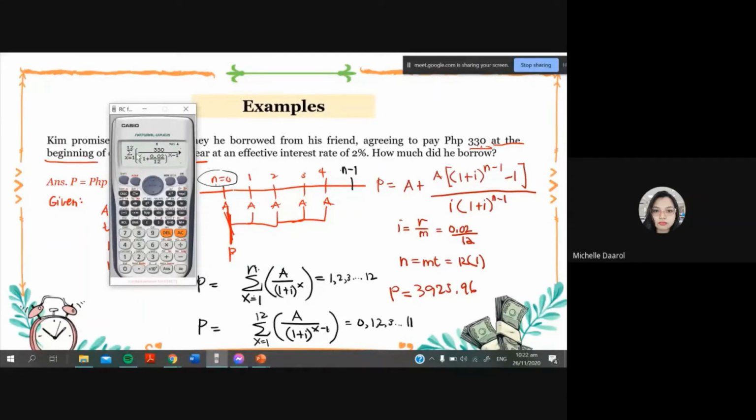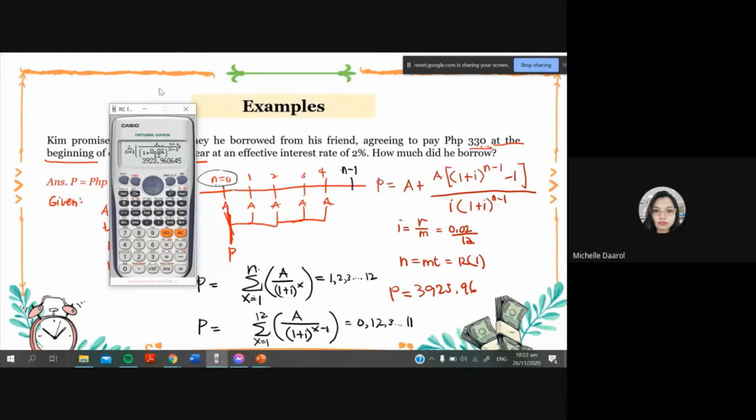Take note of the exponent here, x minus 1. So therefore, the counting in the sequence starts at 0, because 1 minus 1 is 0. And then it ends when n minus 1, so 12 minus 1, 11. So actually, this is 0 to 11. Okay? So therefore, the answer is still 3923.96. Okay, so do you have any question?